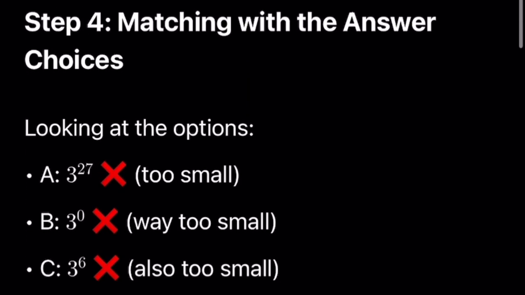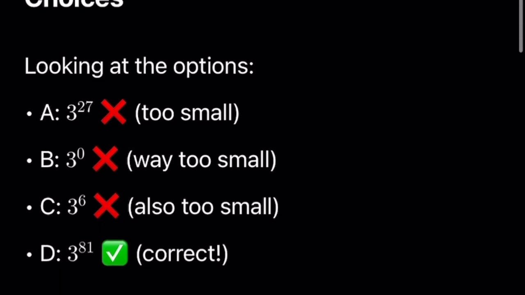Step 4. Matching with the answer choices. Looking at the options. A: 3^27, cross mark. Too small. B: 3 to the power of 0, cross mark. Way too small. C: 3 to the power of 6, cross mark. Also too small. D: 3^81, check mark.